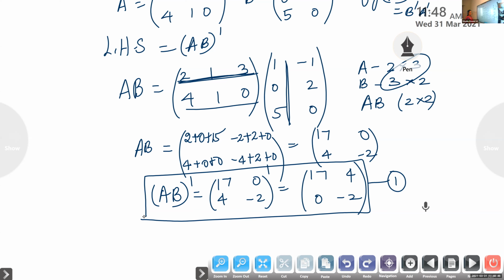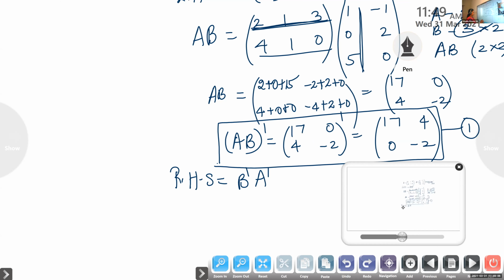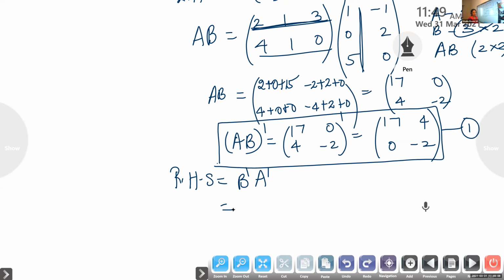Now find out what is RHS. In RHS we want to find B dash into A dash. Find out what is B dash, then write what is A dash, then multiply B dash into A dash. So what is B dash?